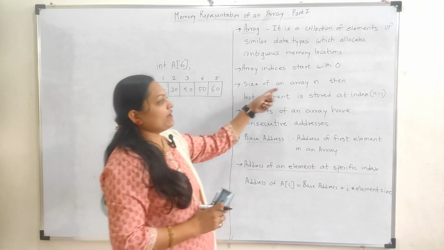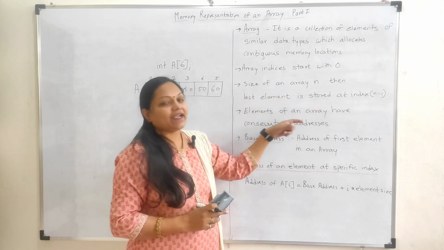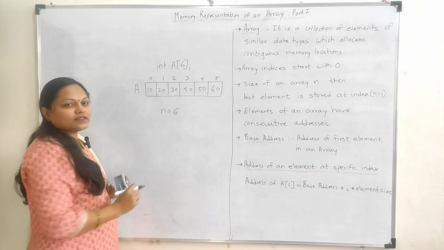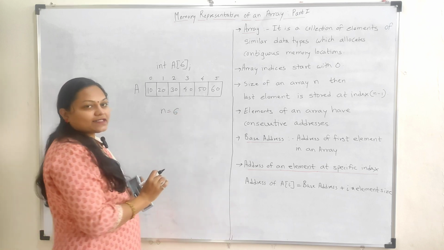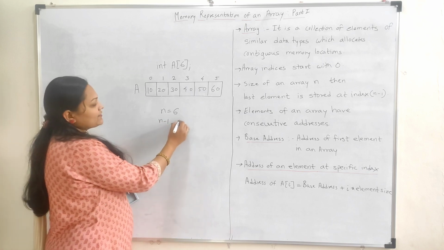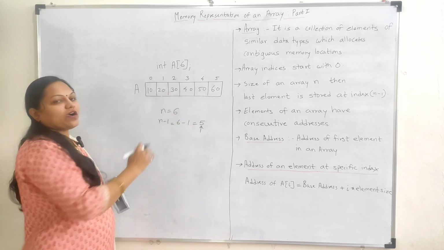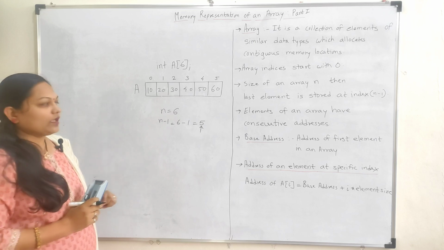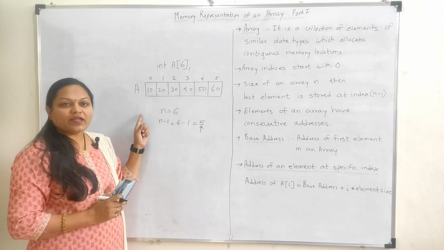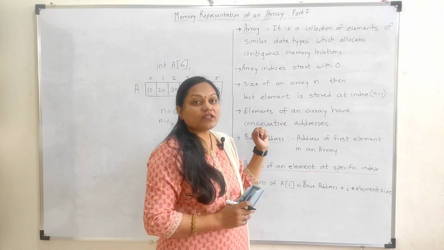If you consider the size of an array as n, then the last element is stored at index n minus 1. In this example n is 6. So at which index is the last element stored? n minus 1, that is 6 minus 1, so it is 5. At the 5th index the last element of this array is stored. In this way we can calculate the index of the last element stored in an array.